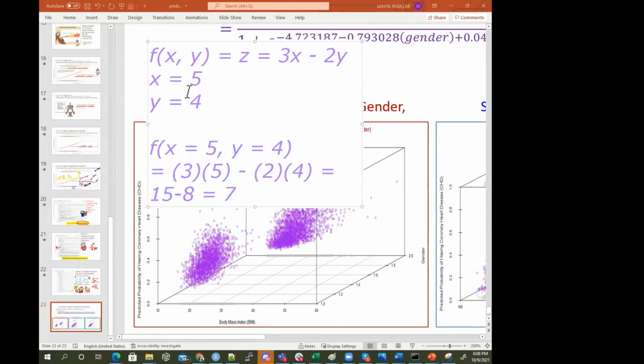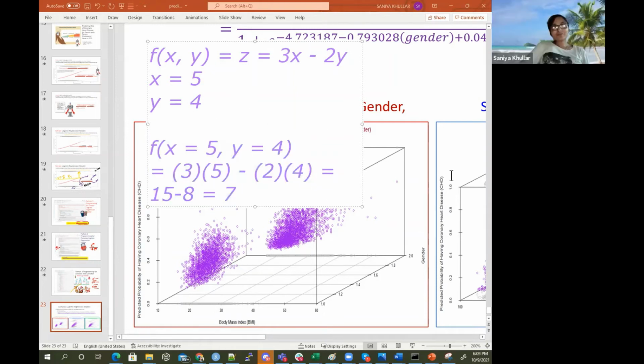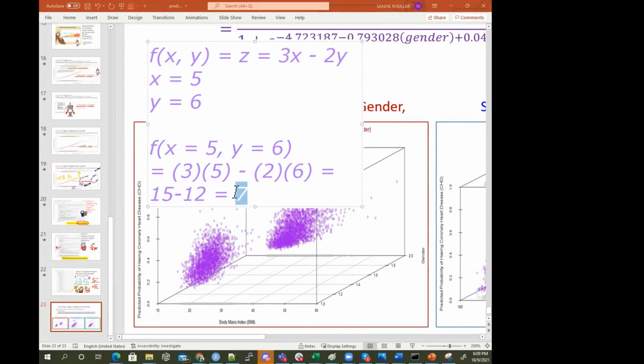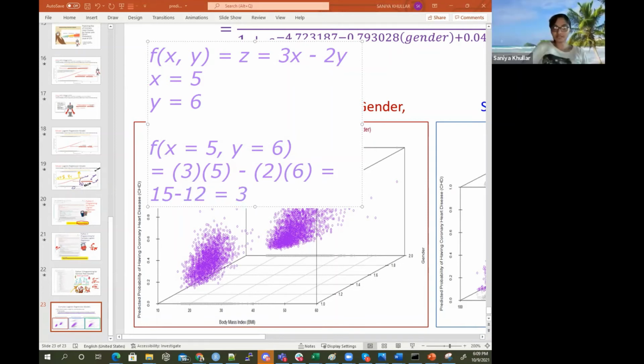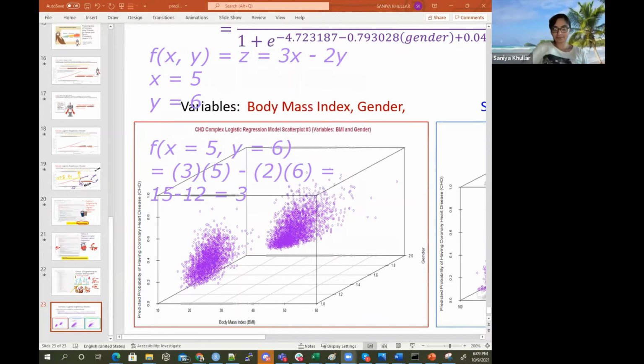Yeah. So that's great. So this could be one of the two variables, for instance. And if we instead change y to being 6, then what would this become? This would be 15 minus 12, which is 3. Do you see that? So when one variable changes, the other one also changes. Does that point make sense to you? So that's for 3D.